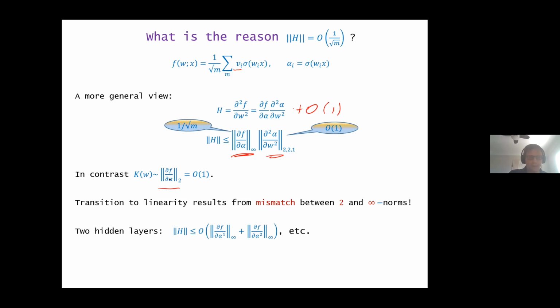Now this generalizes to more or less arbitrary architecture as long as they're wide. So instead of having just df over d alpha, you will have several alphas with respect to different layers of the network, and each one of them would be of the same order.